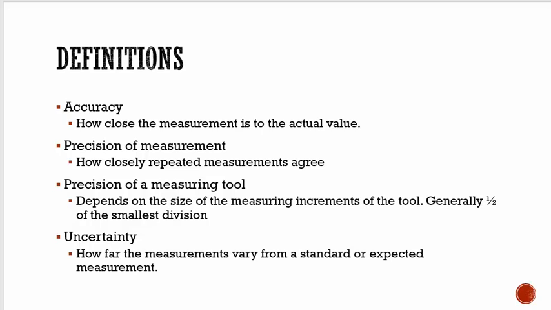Precision of a measuring tool is different than the actual precision of measurement. Precision of a measuring tool is going to depend on the actual tool itself, and it's generally half of the smallest division of that tool. So if you're using a ruler that is marked off in millimeters, then the precision of that ruler is plus or minus half a millimeter. And then uncertainty is how far the measurements vary from a standard or expected measurement. And so that could be because of the ruler you're using or some other built-in error in the system.